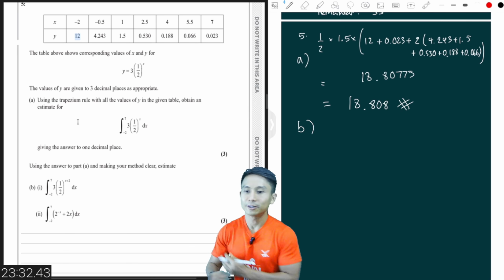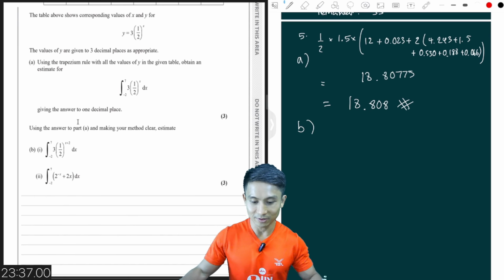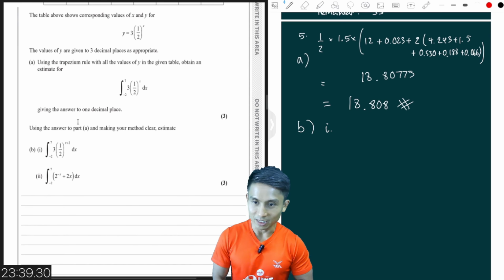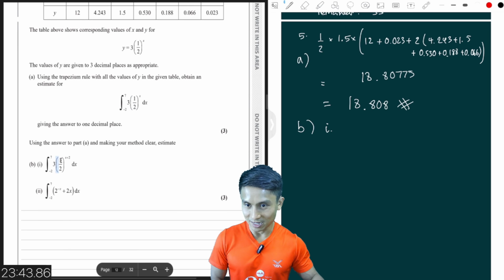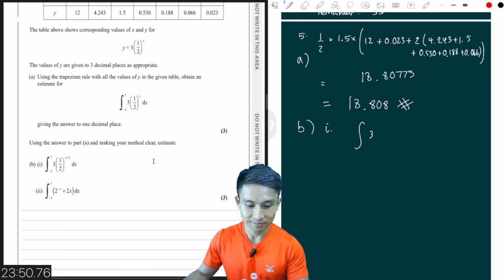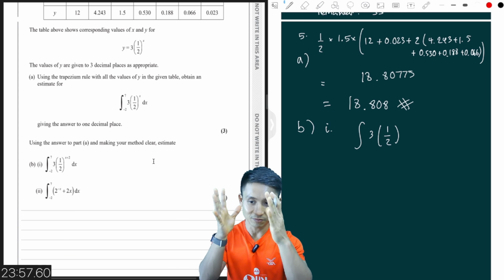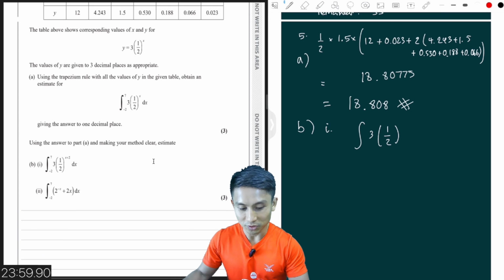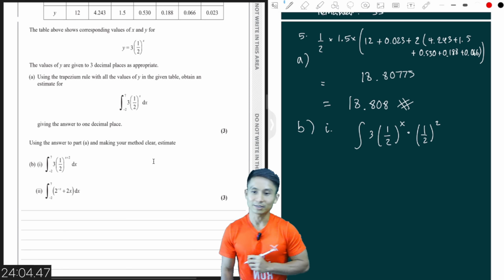Part B. Using the answer to part A and making your method clear, estimate that. Okay, part B(i), integral of that. Well, we have to find the connection between this and this. If you use a law of indices, you will see that it is basically just if you split the one. So this is an index of 2 to the power of x plus 2. So you can split the power like this, yeah? You will get that, right?